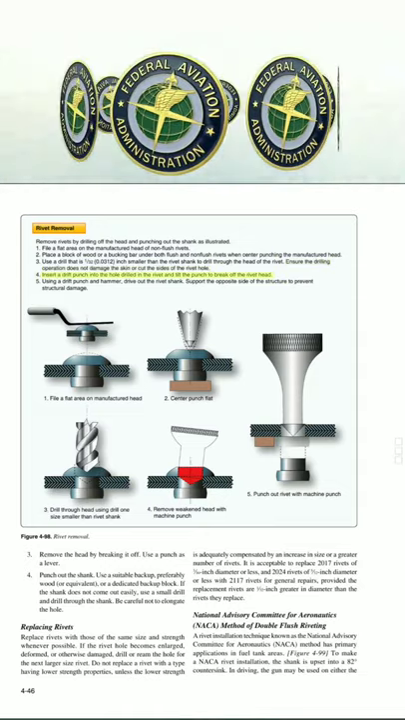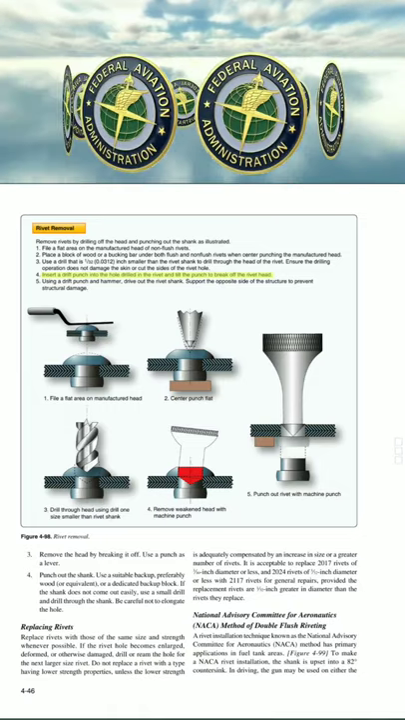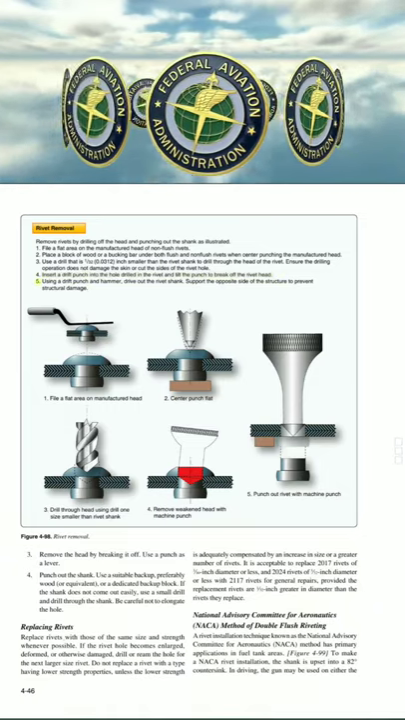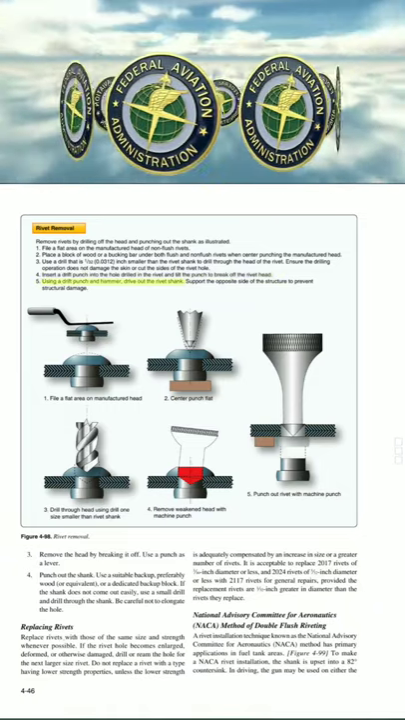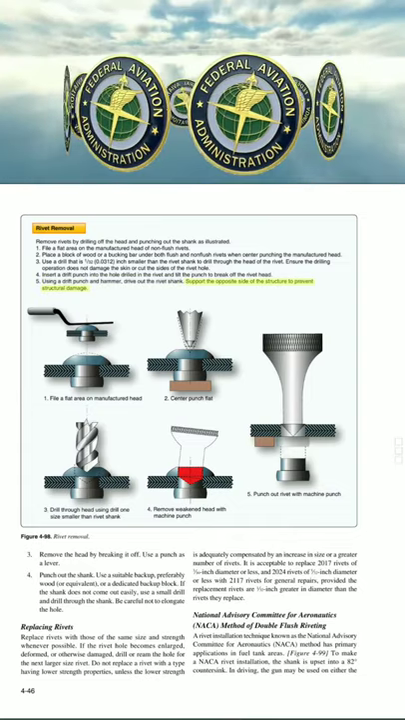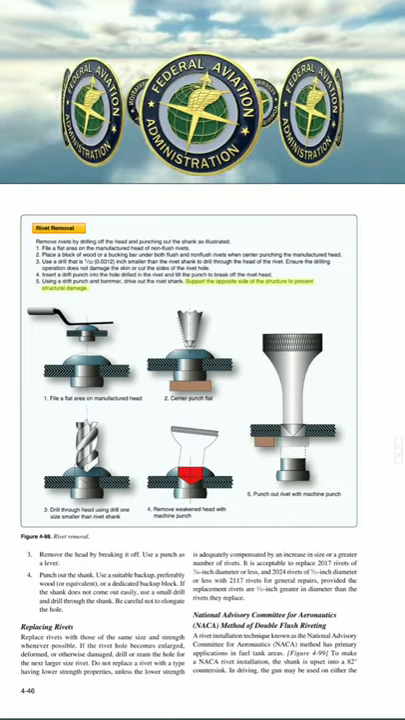4. Insert a drift punch into the hole drilled in the rivet and tilt the punch to break off the rivet head. 5. Using a drift punch and hammer, drive out the rivet shank. Support the opposite side of the structure to prevent structural damage.